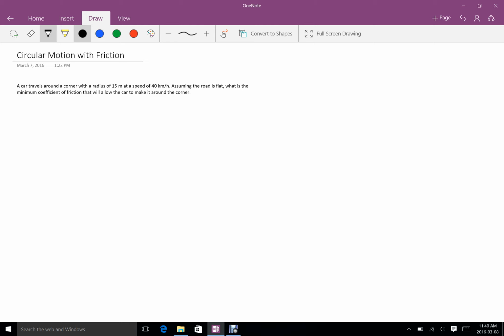So a car travels around a corner with a radius of 15 meters. That means if we imagine the road and the curve in the road were a part of a circle, then the radius of that circle would be 15 meters, at a speed of 40 kilometers an hour. Assuming the road is flat, what is the minimum coefficient of friction that will allow the car to make it around the corner? So first things first, 40 kilometers an hour needs to be converted into meters per second.